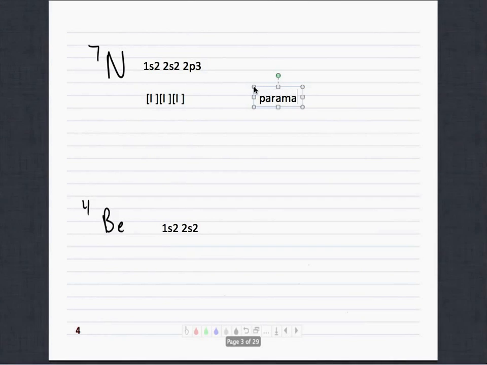And we're going to talk in a minute, what does that mean? What does paramagnetic mean? The elements that have unpaired electrons are called paramagnetic. Now let's look at the beryllium configuration. It is 1s2, 2s2. If I draw the box notation, we find that all the electrons in beryllium are paired. All electrons are paired. So beryllium is diamagnetic.